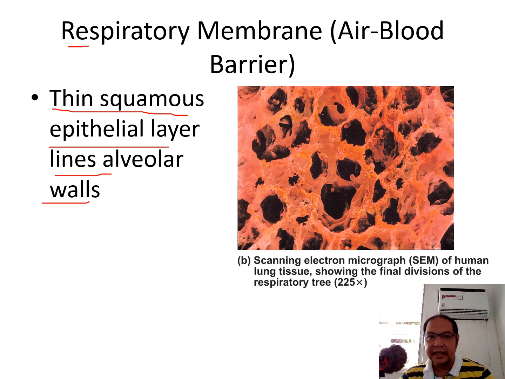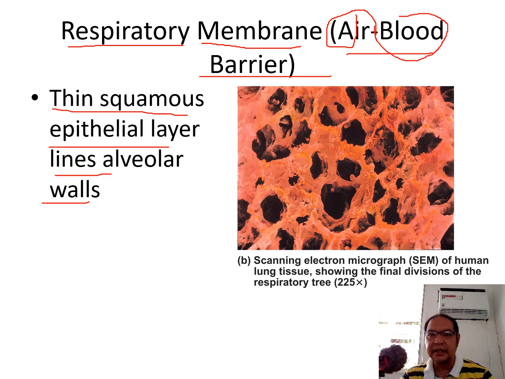Okay, here we are now talking about the respiratory membrane or air-blood barrier. What is the air-blood barrier? This is very important to know because it is responsible for the gas exchange. We are talking about air and we are talking about blood. So this membrane is between the air and the blood, meaning the alveoli and the blood. That's why it's called air-blood barrier. In other books, it's called blood-gas barrier.